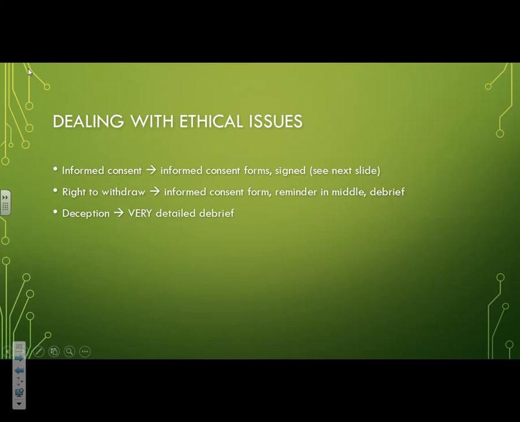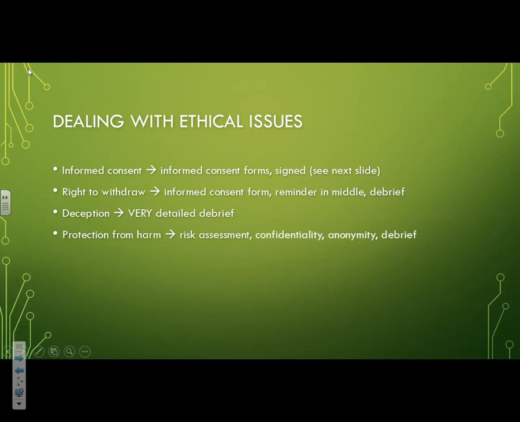Deception. If you do deceive somebody about the aims, then you must give a very, very detailed, careful debrief. In the debrief, you would offer things like support. So if you think that it might have affected somebody's mental health, then you can offer access to counselling. If you deceive, you must have a really strong debrief.